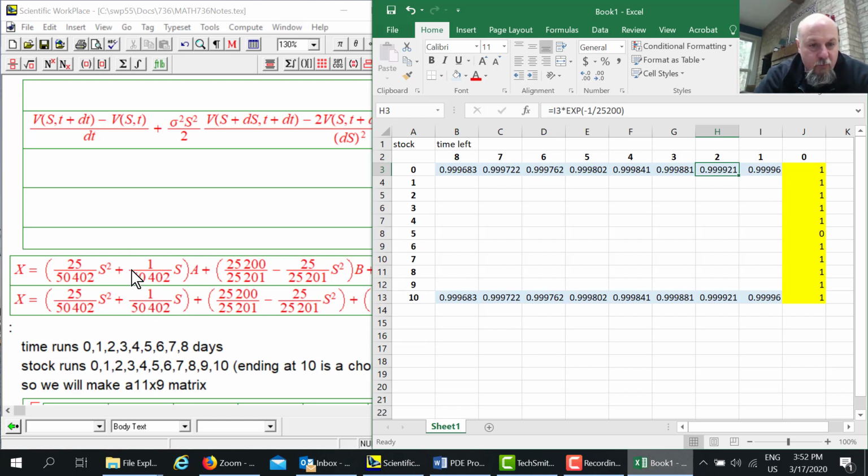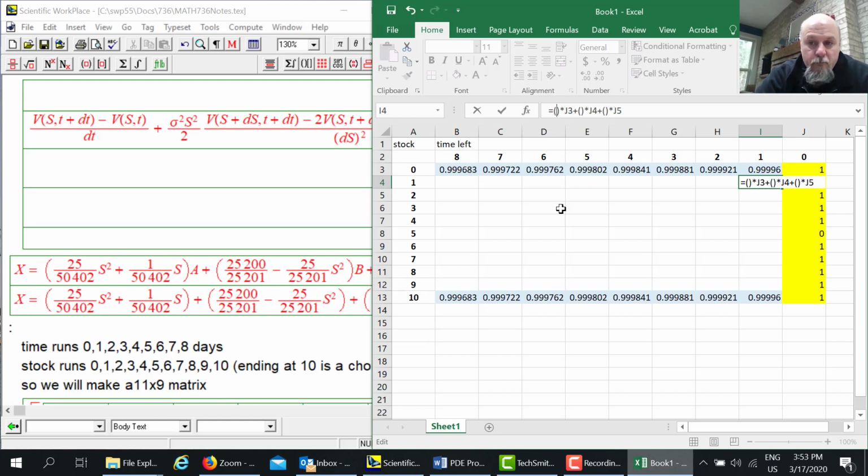So now I need to put in these brackets. This is going to equal the A bracket times the A value, plus the B bracket times the B value, plus the C bracket times the C value. So now I just have to fill in what the A, the B and the C are, and they depend on the stock.